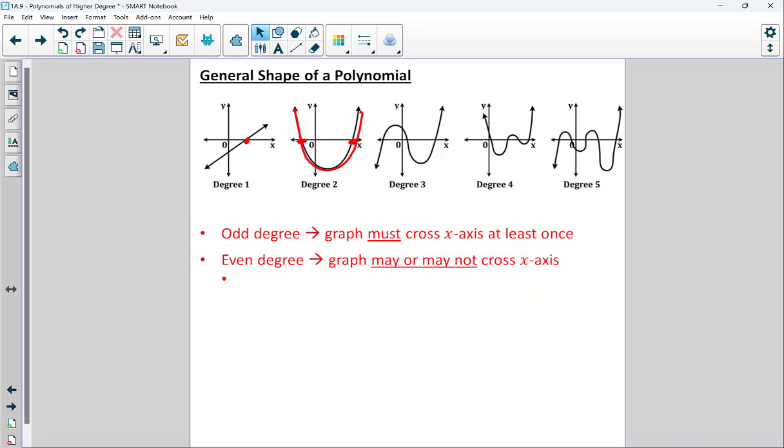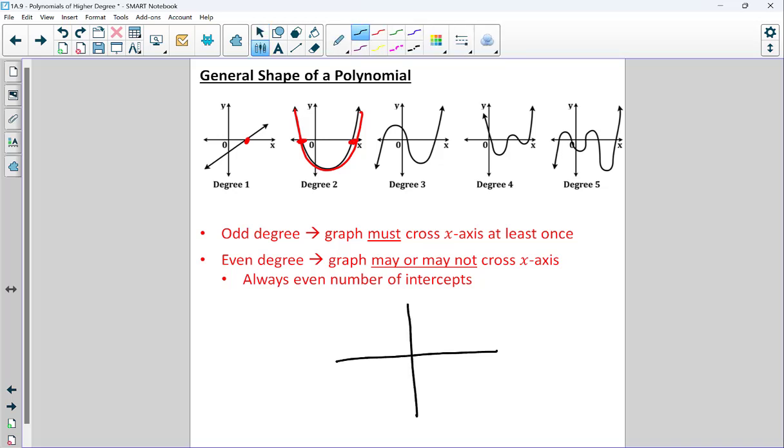Even degreed functions may or may not have an x-intercept. Always an even number of intercepts. Even degree functions will always have an even number of x-intercepts. So if I have a graph that looks like 1, 2, 3, 4, 5, 6, this has 6 x-intercepts.